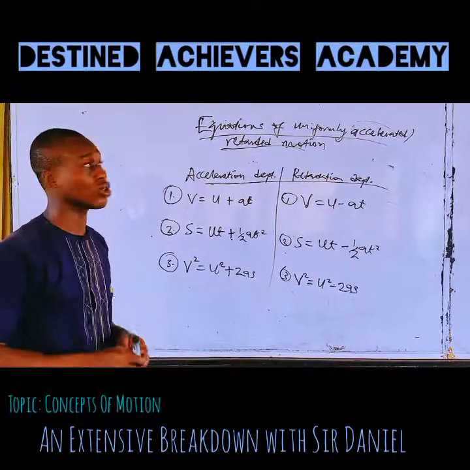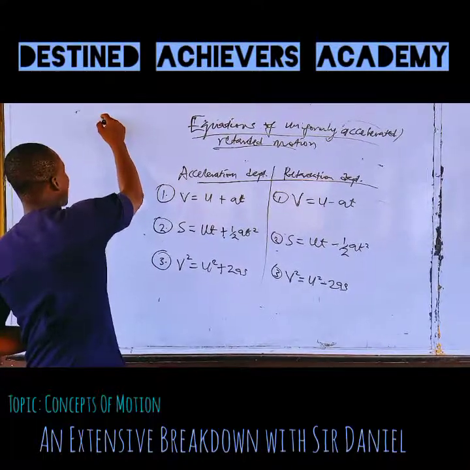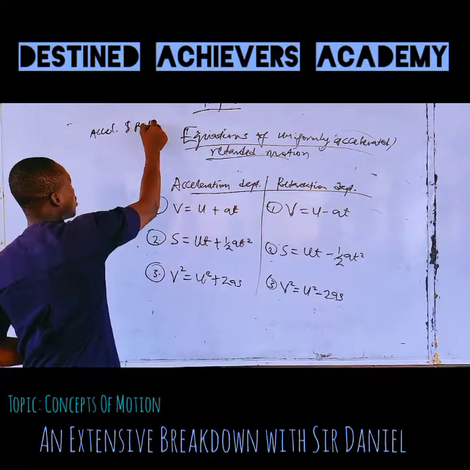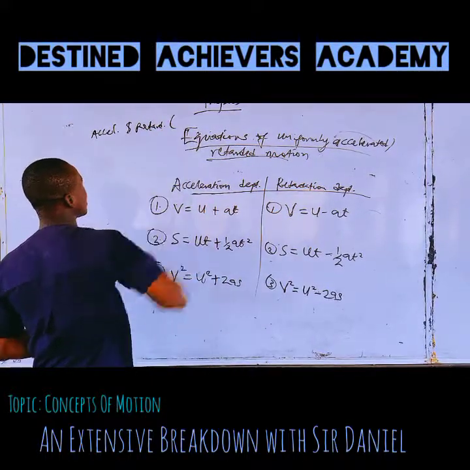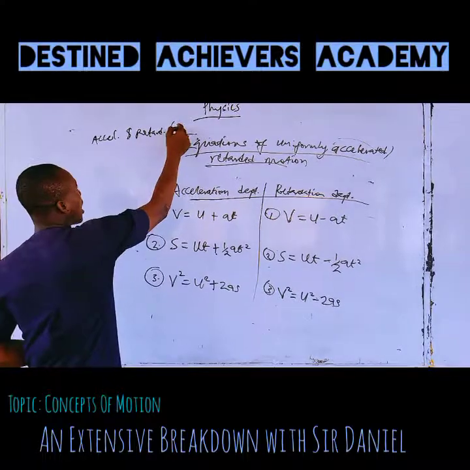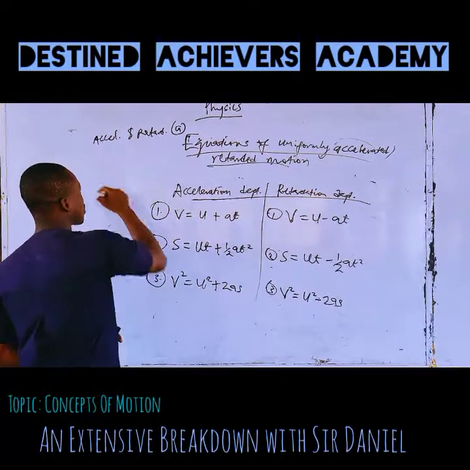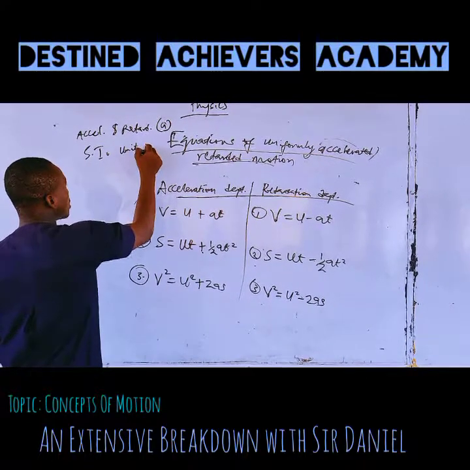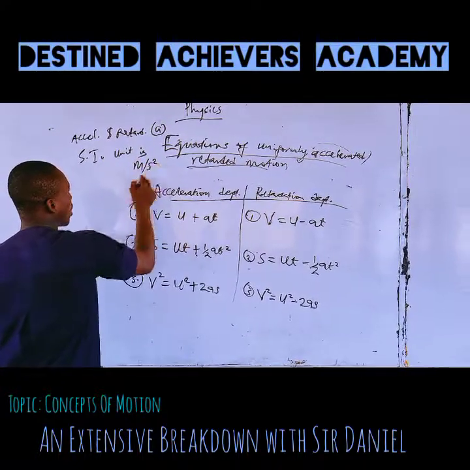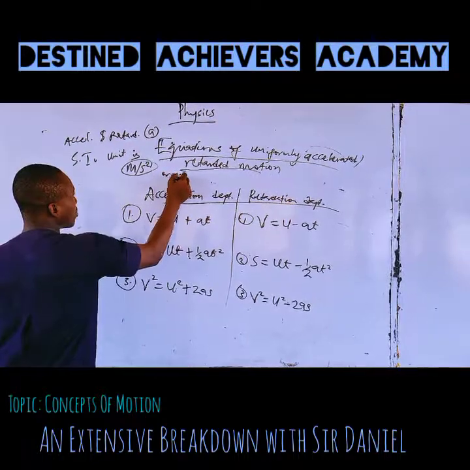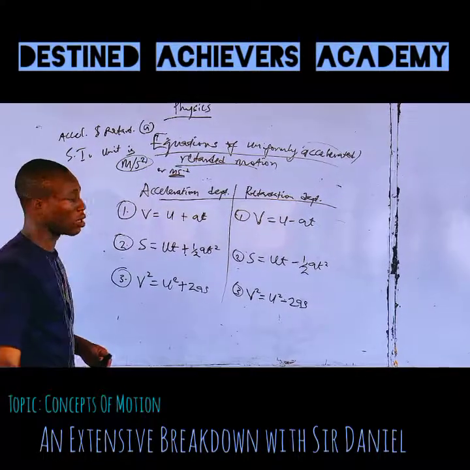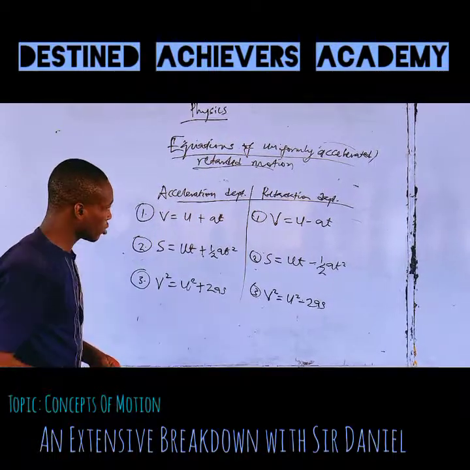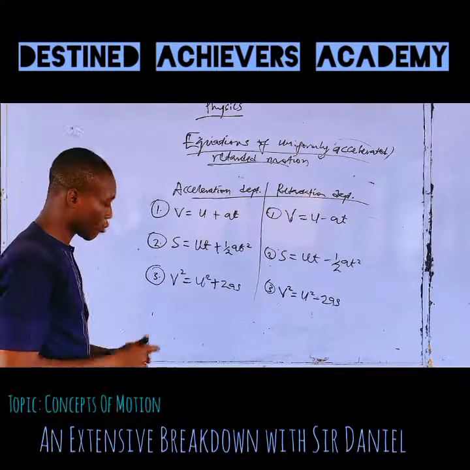I forgot to tell you something. Take note that both acceleration and retardation have the denotation A, and the SI unit of both is meter per second squared, or it can be written like this: m/s squared. Okay, so just take note of that. So these are the three equations we have.